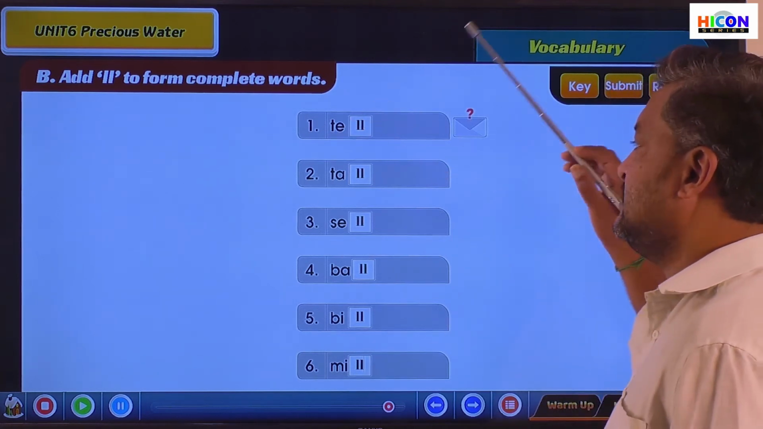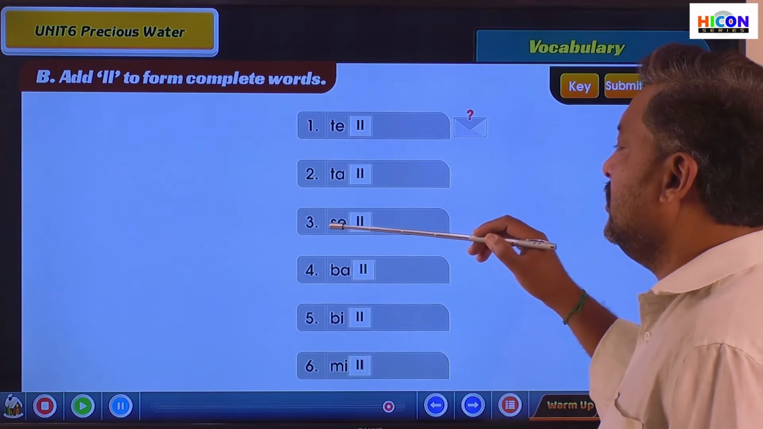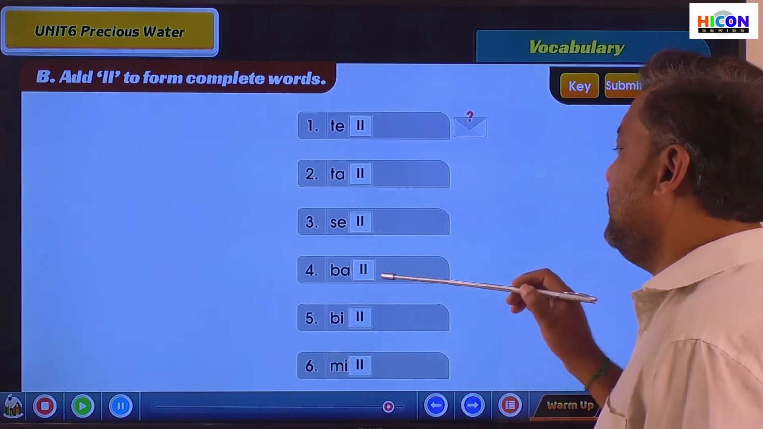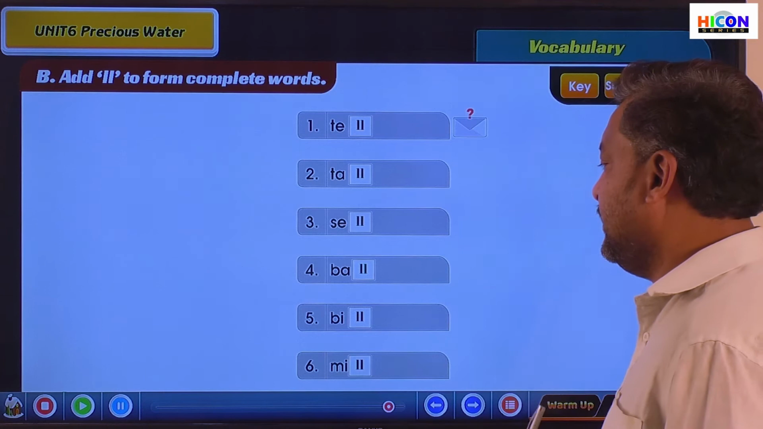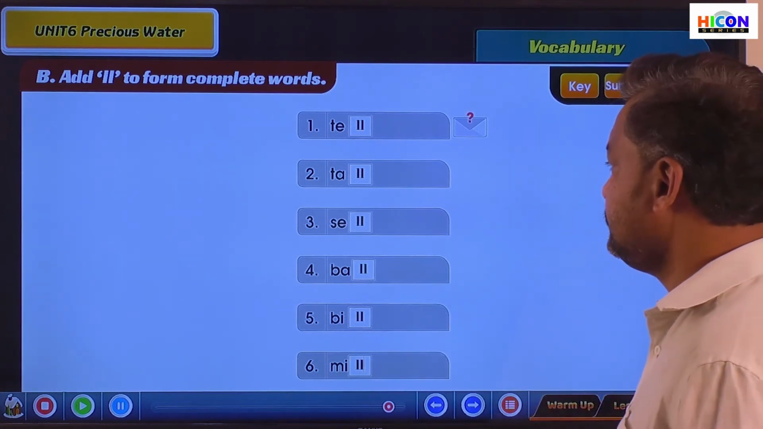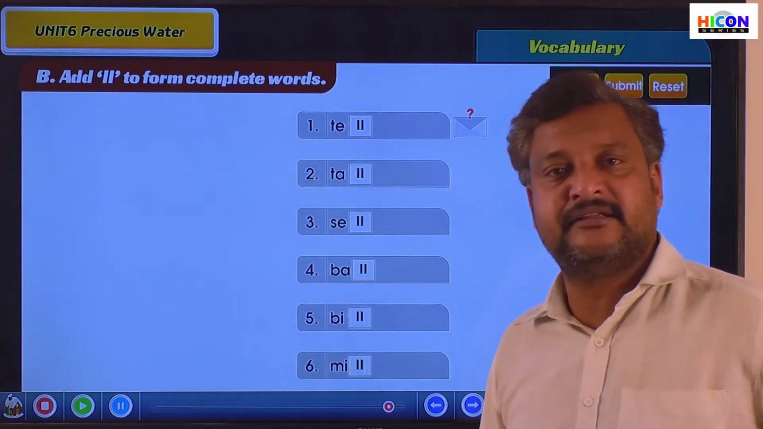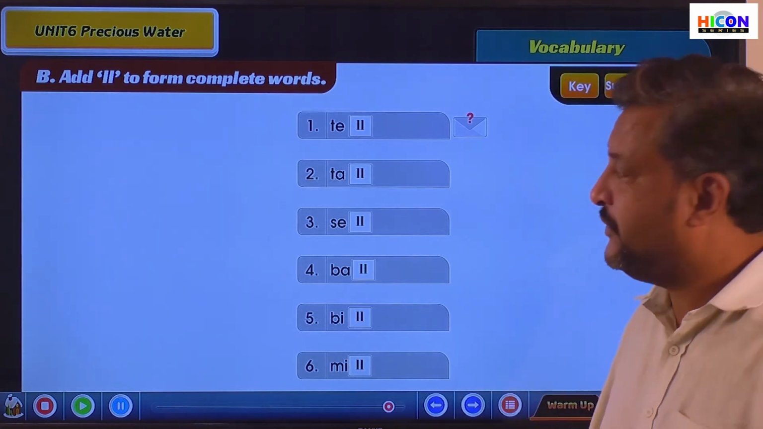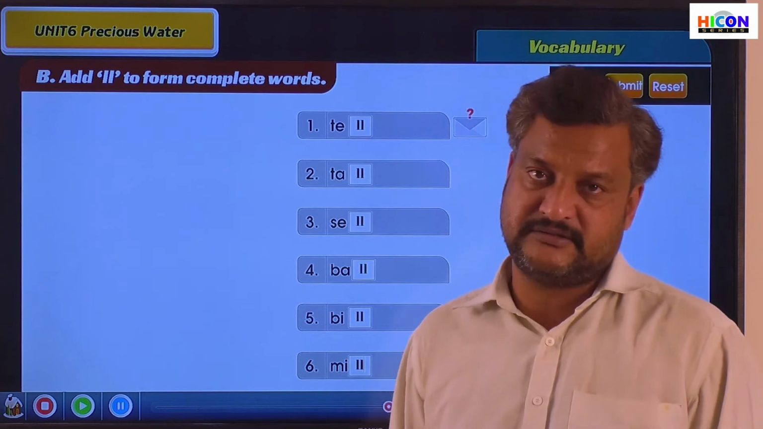So T-E-L-L, tell. T-A-L-L, tall. S-E-L-L, sell. B-A-L-L, ball. B-I-L-L, bill. M-I-L-L, mill. Okay. So now I'll keep the screen the same for another minute for you so that you can read it. There's all the words in this, right?